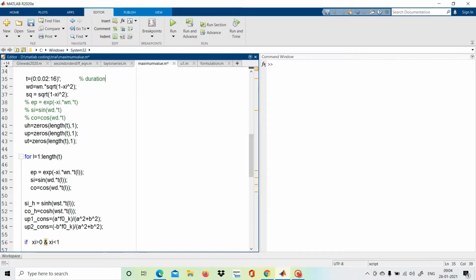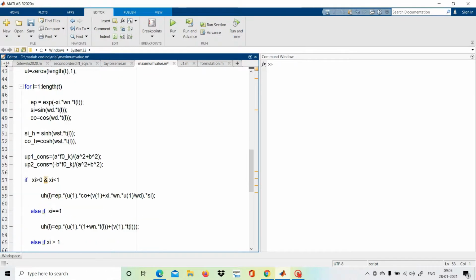So now we will write the code. We are writing a loop for i equals 1 to the length of t, and we have the constant ep, which is exponential of minus xi omega n t, si would be sine of omega d into t, and cos co is the cos of omega d into t. Similarly, the sine hyperbolic and cos hyperbolic cases are written in this manner, and the particular solution is not useful here, so we will not take it into account.